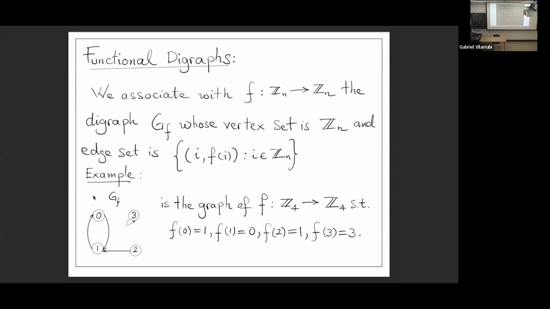This is a characterization of all functional graphs. These are the set of all graphs that have exactly n edges and n vertices, and every vertex has out-degree one. Any questions on what functional graphs are?